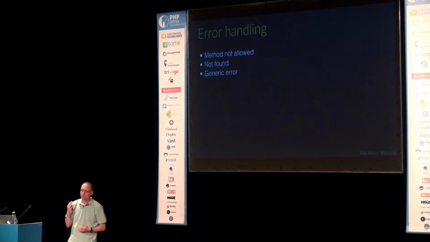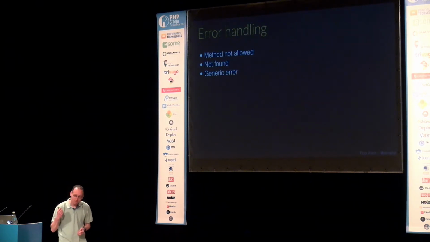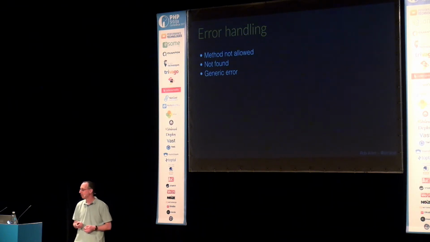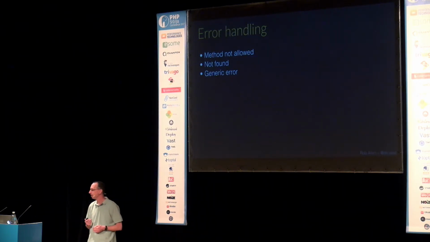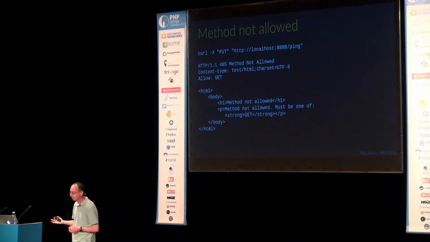In Slim, we have this in 3 different ways. We have the method not allowed that we've already talked about. We have the concept of a not found error handler, and then we have the concept of a generic error handler. It's important you handle all 3. Method not allowed we've already covered. It will happen automatically for you. You don't have to do a thing. It will always send a 405, and we will send a message back to the user too.